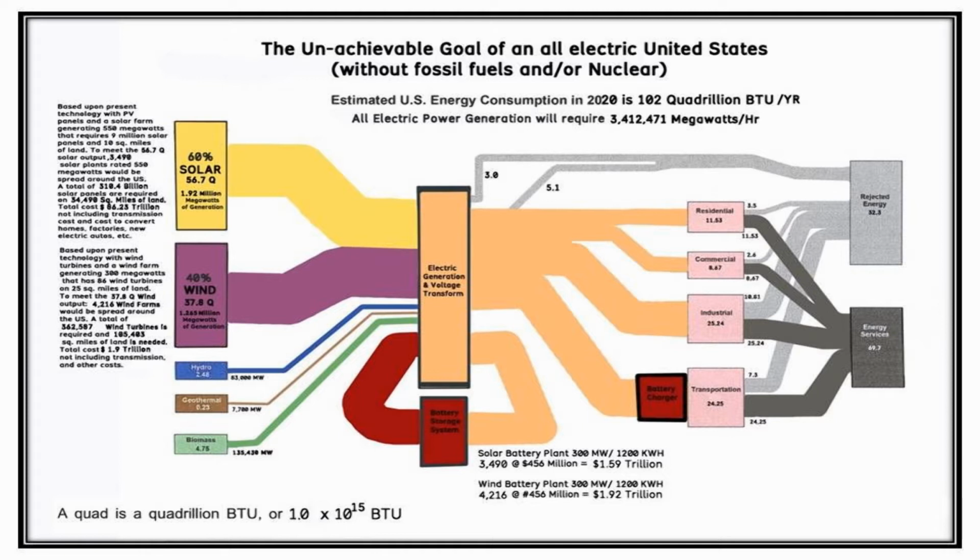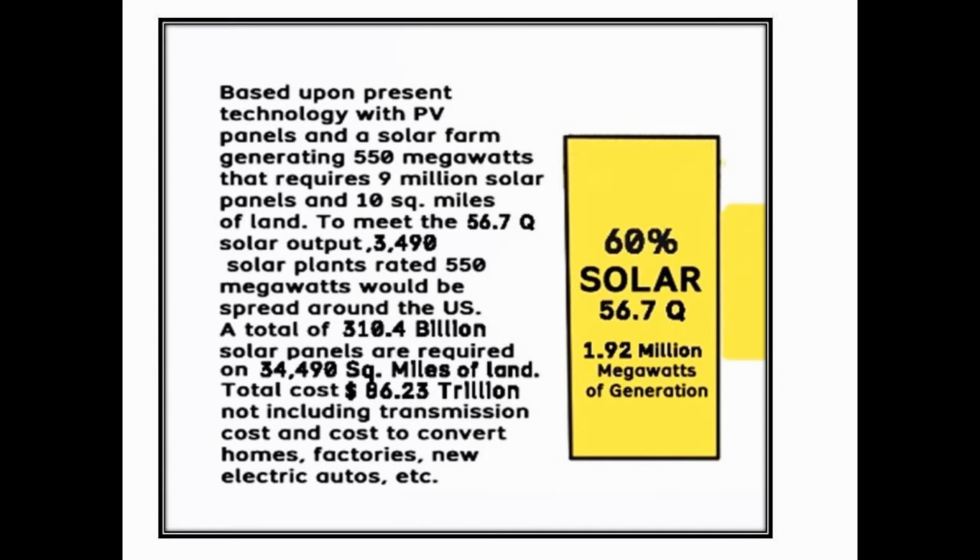First, let's focus on solar, the large block on the upper left of the diagram. Based upon present technology with photovoltaic panels and a solar farm generating 550 megawatts, that would require 9 million solar panels and 10 square miles of land. To meet the 56.7 quad solar output, 3,490 solar plants, each rated 550 megawatts, would be spread around the United States.